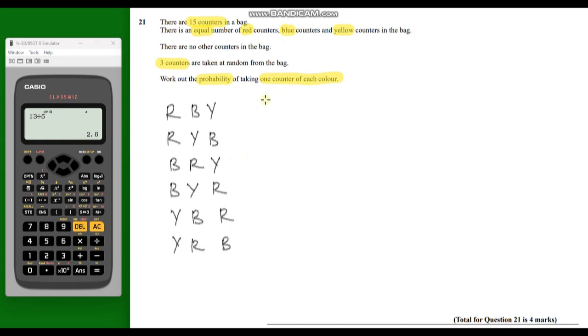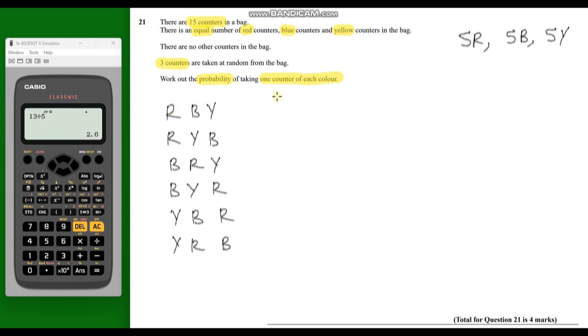So now let's work out the probabilities. So there are 15 counters in the bag, and there are an equal number of red, blue, and yellow counters. So there must be 5 red, 5 blue, and 5 yellow, just based on this information here. So to pull out a red one, let's say we're starting brand new, pulling out a red counter.